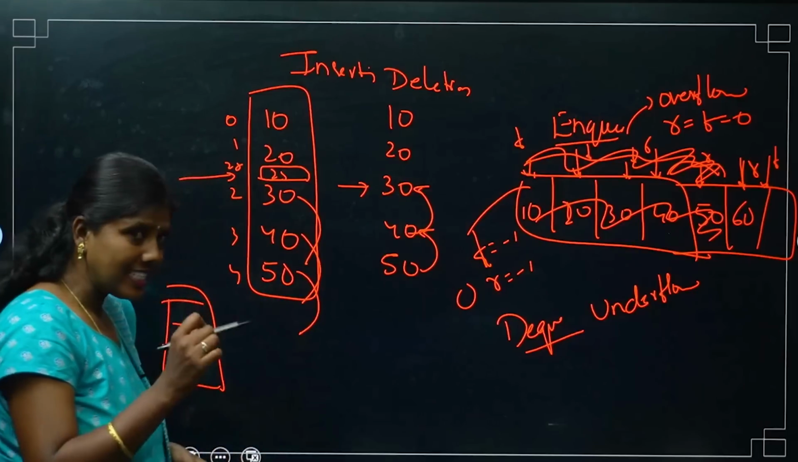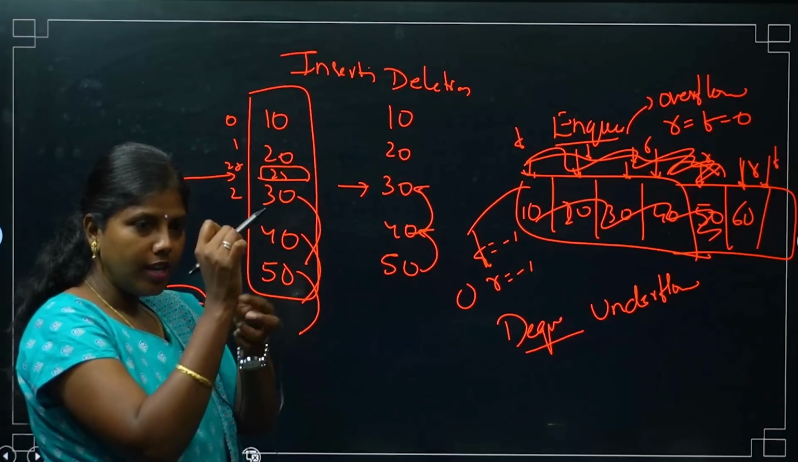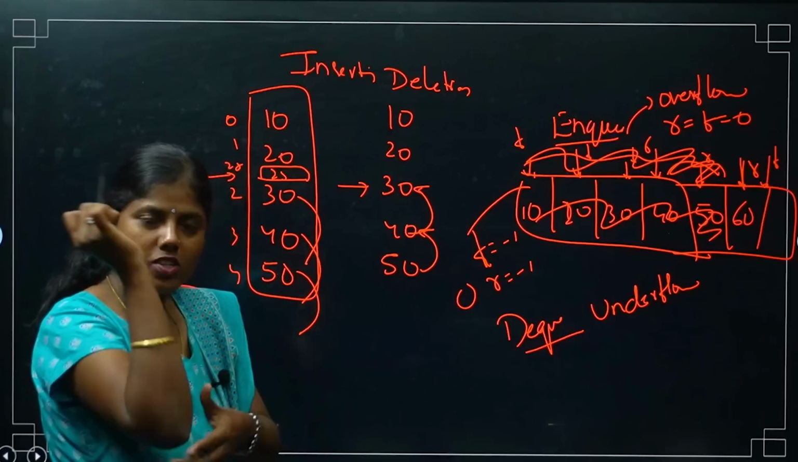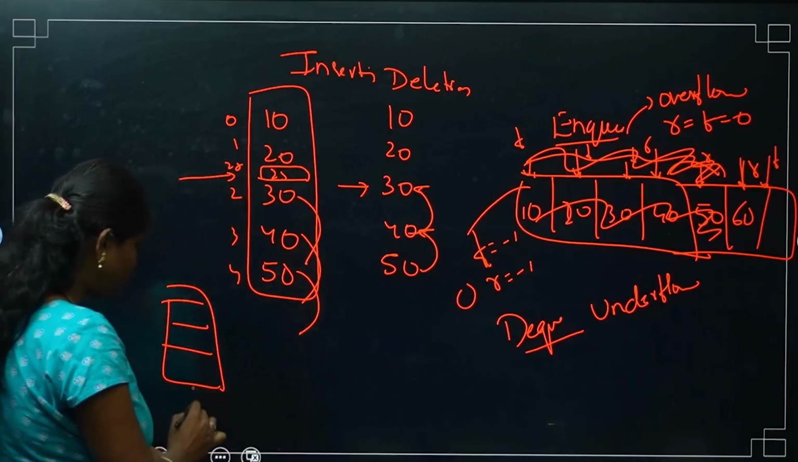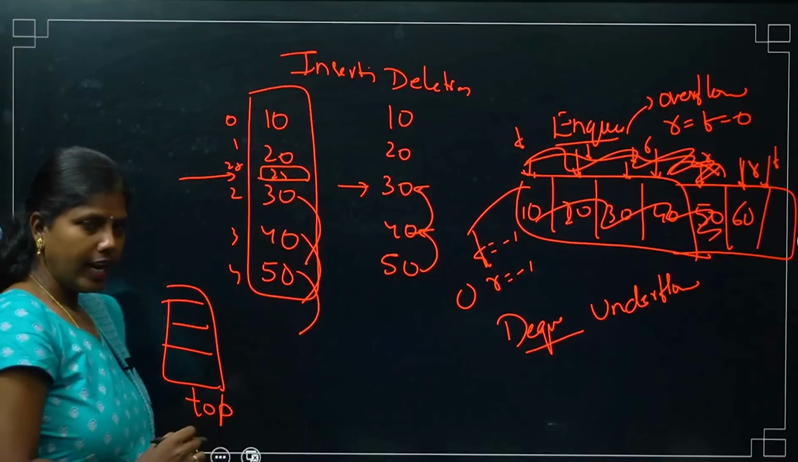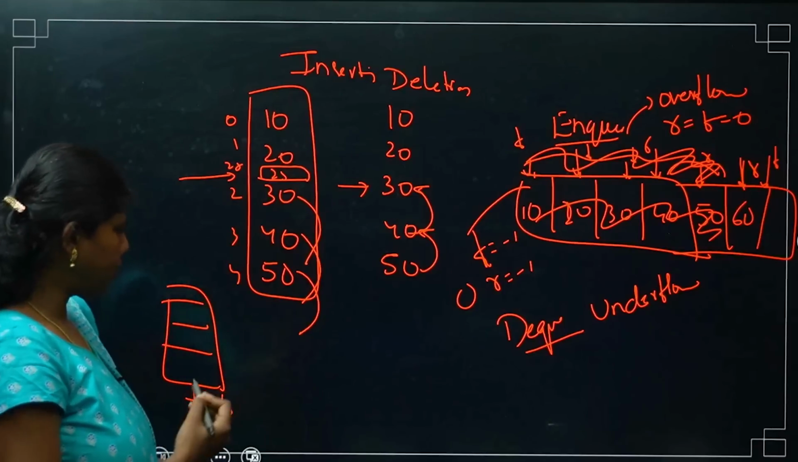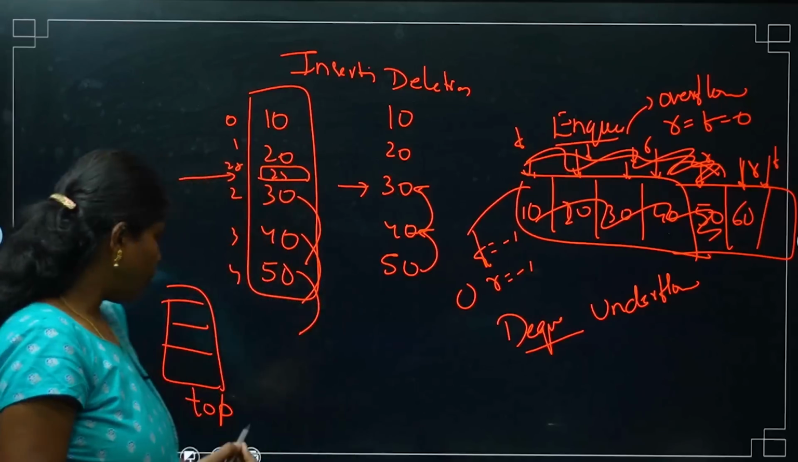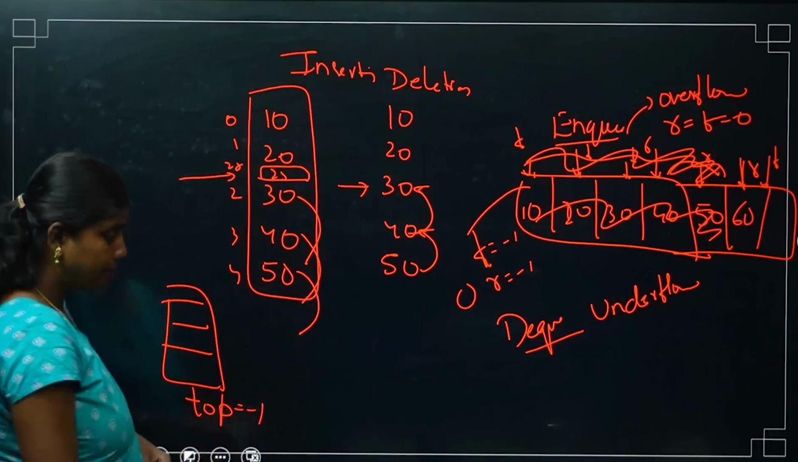Push means insertion; deletion takes place from one end only. I can insert the bangle from this side, and I have to take out the bangle from this side only, not the other side, right? So we have a top. The pointer where we insert the element and delete the element is called the top of the stack. It is usually pointing to -1.